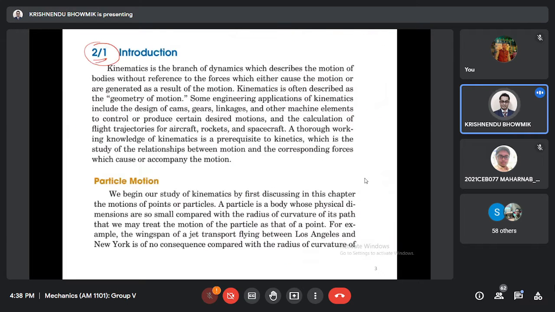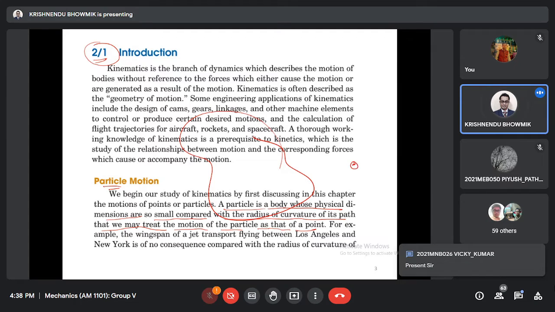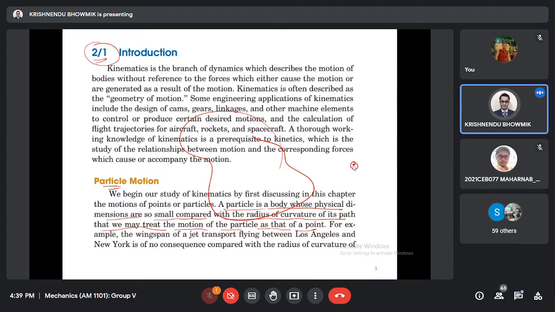Kinematics we will consider mainly for the case of the particle. A particle is a body whose physical dimensions are very small compared with the radius of curvature of its path, so that we may treat the motion of the particle as that of a point. Although in reality it is a 3D body, we are now covering it as a particle, a very small body, or maybe you can consider a point also.